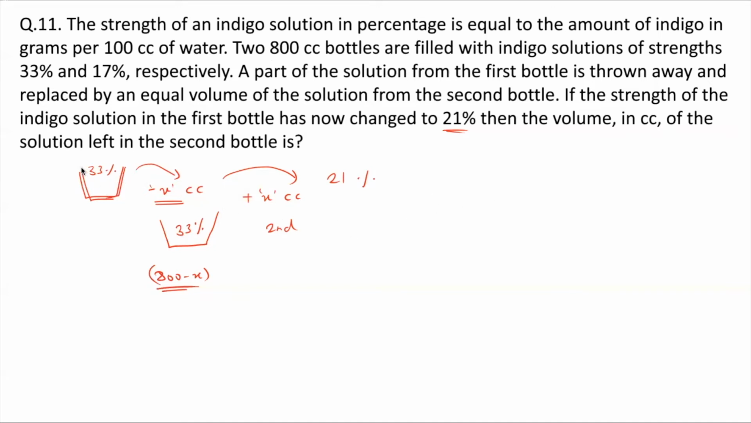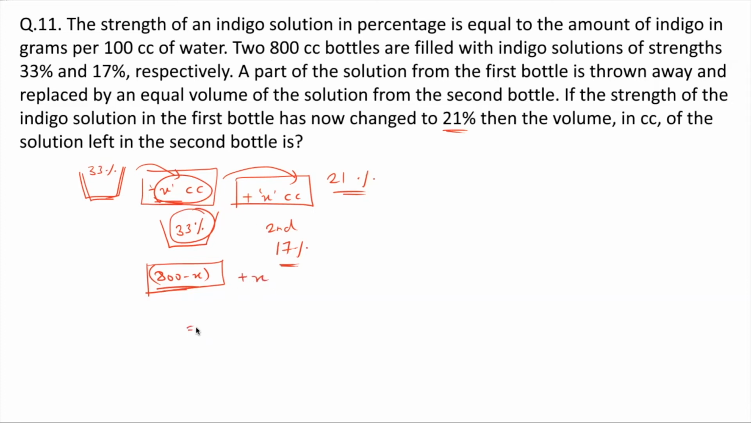All right. So if you remove x cubic centimeters from the first solution, what remains is 800 minus x. And in that 800 minus x cubic centimeters, the percentage of indigo is still 33%. To this, you're adding the second solution, which is 17% indigo, giving you overall 21%. Since you have removed an equal amount of the first solution and added an equal amount of the second solution, the total solution is still 800 cubic centimeters, right? So from 800 cubic centimeters, you remove x and you add x cubic centimeters of the second solution. The overall solution is still 800 cubic centimeters.